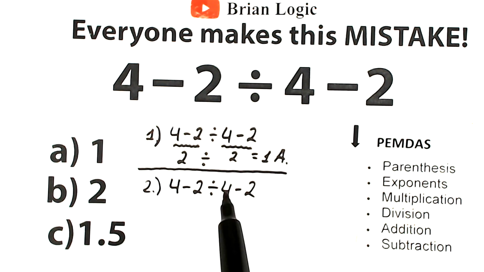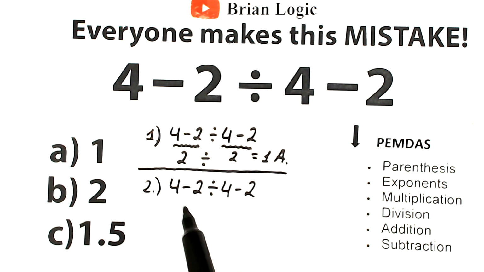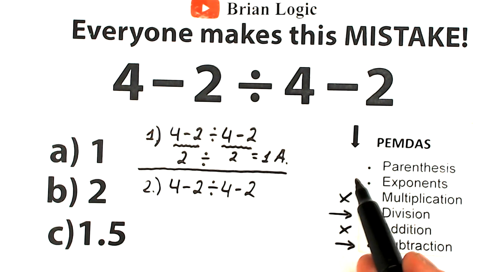Okay, so let's scan what elements we have in our challenge. We have subtraction, we have division. So where do we have these elements? First of all, division in this part, and subtraction we have in this part. We don't have addition, we don't have multiplication, we don't have exponents, we don't have parentheses.